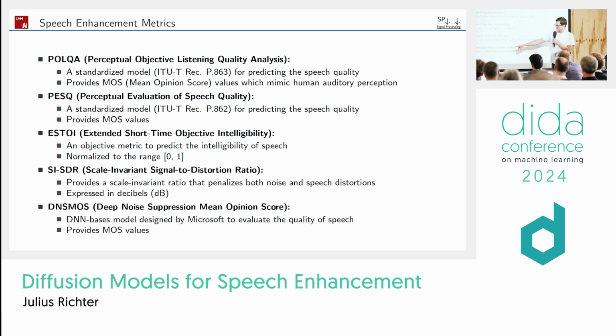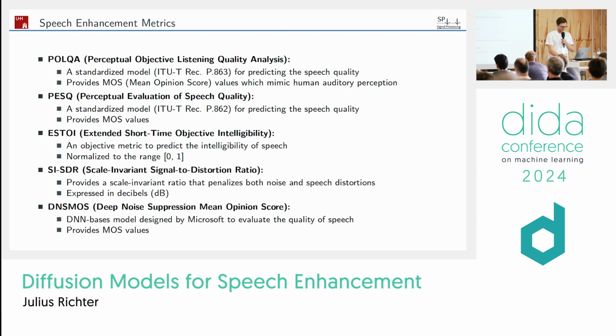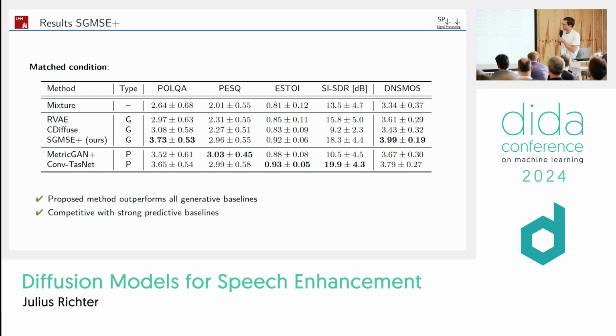And we have a DNN-based model, which is provided by Microsoft. And the first two provide MOS values from 1 to 5. And this one is from 0 to 1, but for all metrics holds the higher the better. So let's first look at the matched conditions.